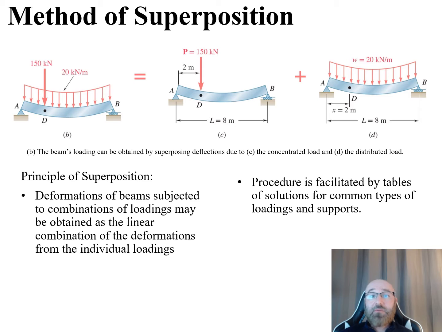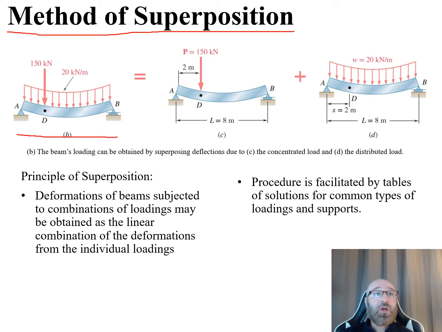So now let's take a look at the visual representation of our method of superposition in this diagram on the top of our slide. We can see on the left we have a combined load of a concentrated load of 150 kilonewtons and a distributed load of 20 kilonewtons per meter. We can see that it has a support here at A and at B, and that our concentrated load of 150 kilonewtons is located at this point D. So we can say that the beam's loading can be obtained by superimposing deflections due to that concentrated load and the distributed load. So there's our concentrated load and distributed load.